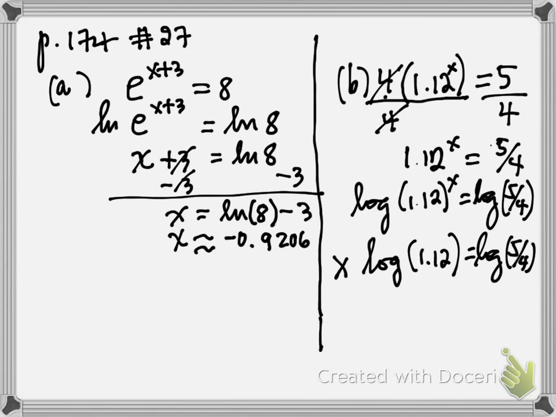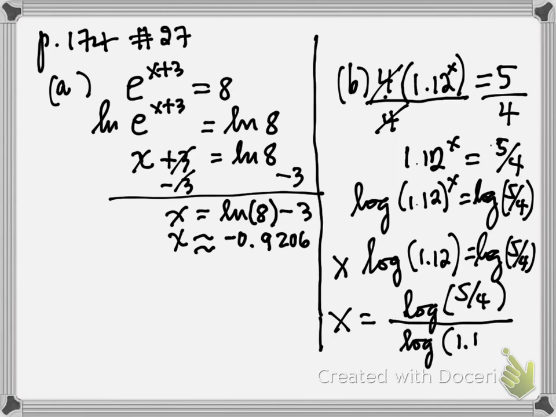And to isolate the x, I want x by itself, so I divide both sides by log 1.12. So the right side becomes log 5 over 4. Don't divide that, let the calculator do it, over log 1.12. If you use your calculator for this, you should get the answer 1.9690. You can always pause this video to give yourself time to try that out.